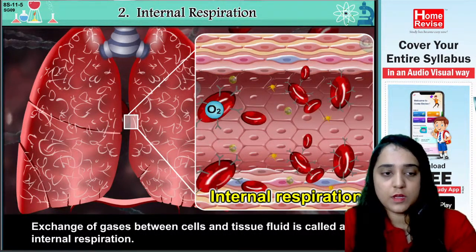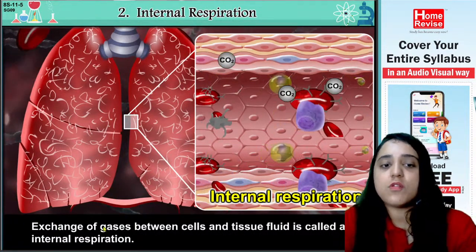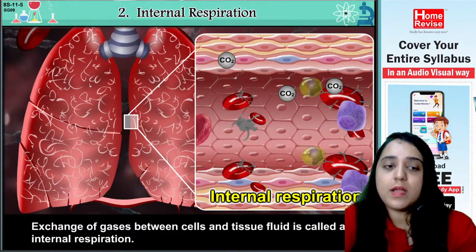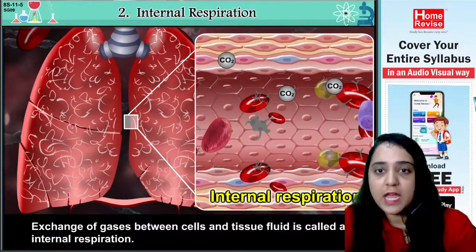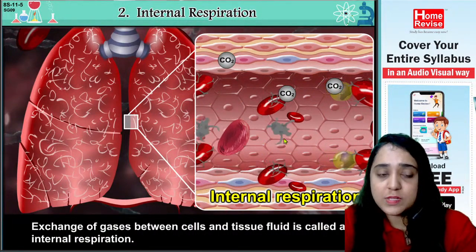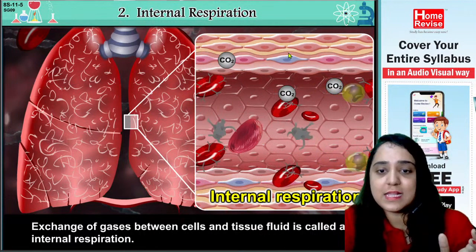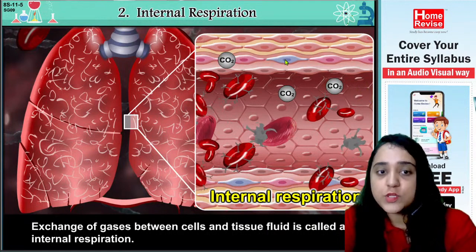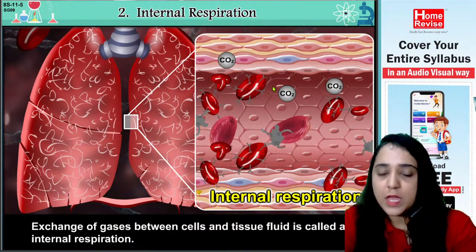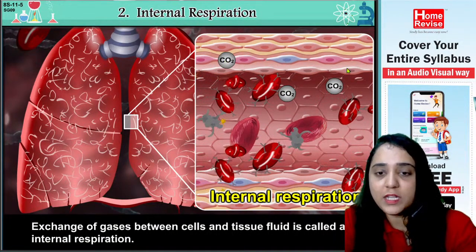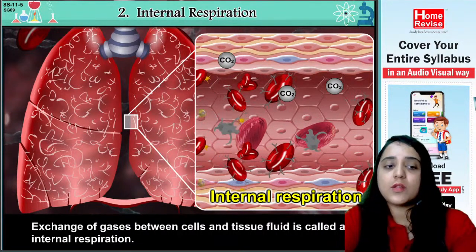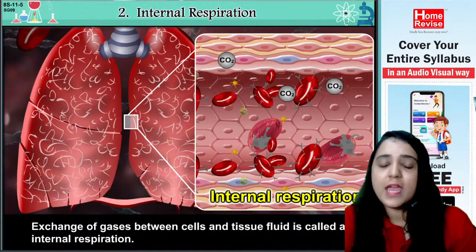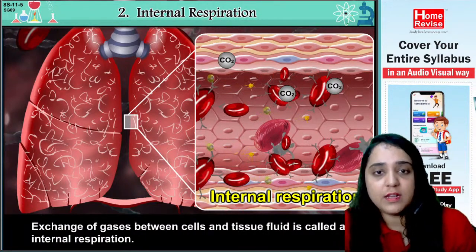Internal respiration. The exchange of gases between the cells and the tissue fluid is called internal respiration. Can you see here the exchange of gas between the cells and the tissue fluid? Inside our organs we have the cells and the tissue fluid. The exchange of gases between the tissue fluid and the cells takes place internally inside the body, so it is called internal respiration.